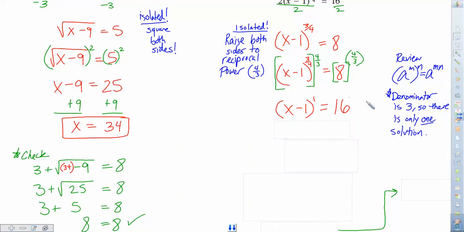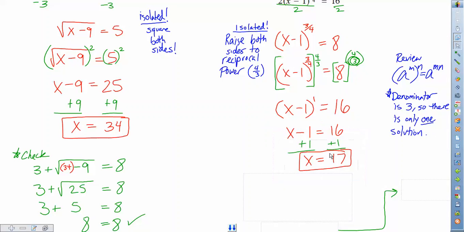Now here's the good news. Since the denominator that we're dealing with right here is 3, we would be taking a cube root of 8, and the cube root of 8 would be 2. There's only one root there. Think back to question number 1a. Because it's an odd root, there's only one real root to it. So we don't have to worry about any plus minuses here. So the cube root of 8 would be 2, and then take 2 to the 4th power, which would give us 16. Okay? And so then we can solve this problem by adding 1 to both sides, and so then we get x being 17.